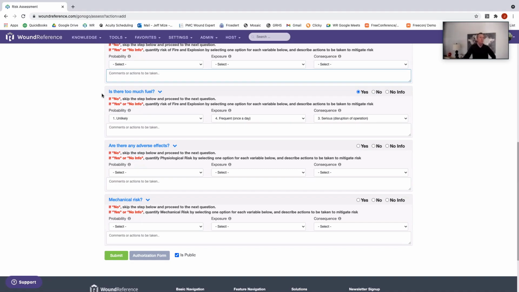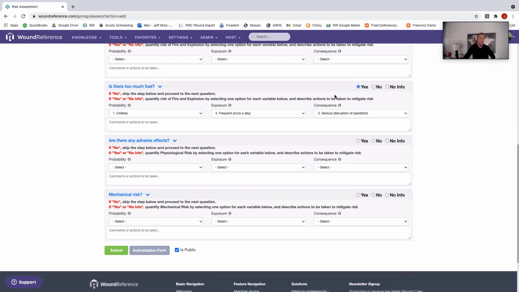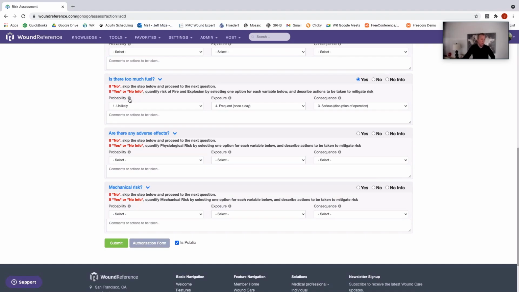Does this particular product create a situation where we have too much fuel? Well, this is, again, a dressing we cannot remove, and so yes, we would answer this yes, as it does create or put more fuel into the hyperbaric environment. We need to look at probability, we need to look at exposure, and we need to look at consequence of having this particular product in the chamber.